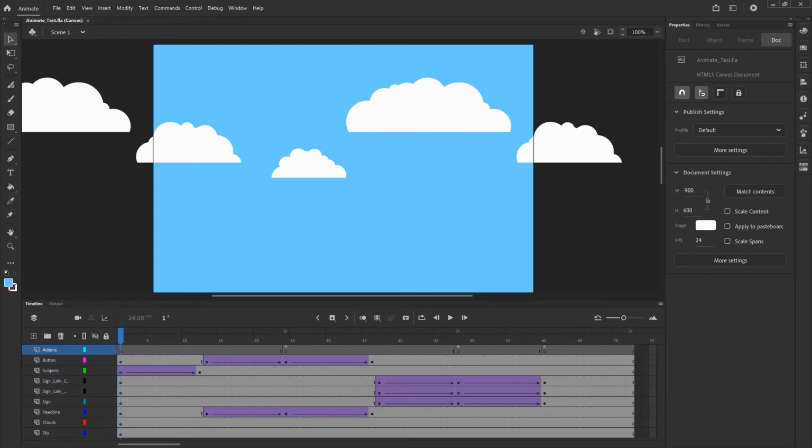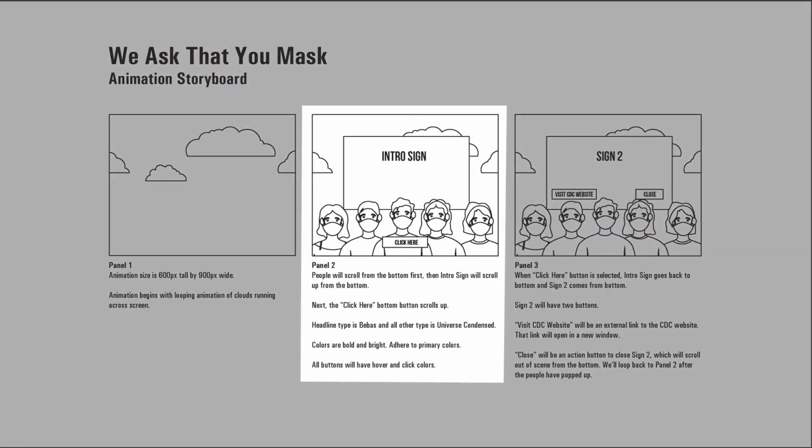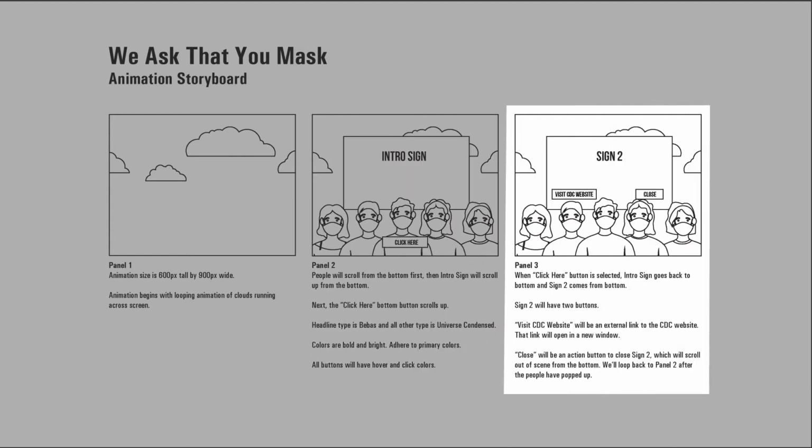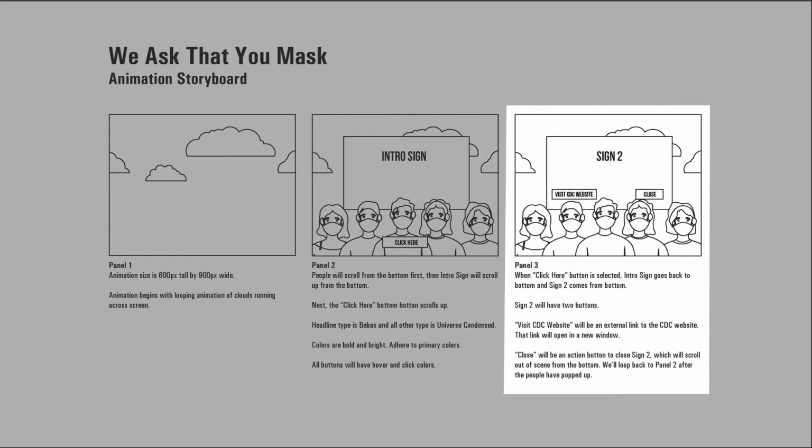All right, now that we've completed step 4, adding stop actions, we're going to move to step 5, creating buttons and button-based actions. Let's once again look at our storyboard and note that on panel 2 and panel 3, we've got buttons. We'll start with panel 2, where we've got the click here button that will take us over to panel 3. On panel 3, we've got 2 buttons. The first button, entitled Visit CDC Website, will take us to an external link. And then our second button will close panel 3 and take us back to panel 2. In this case, we're only going to be using buttons to influence the timeline, so we will not be addressing the Visit CDC Website button, which takes us again to an external link. All right, let's get started.